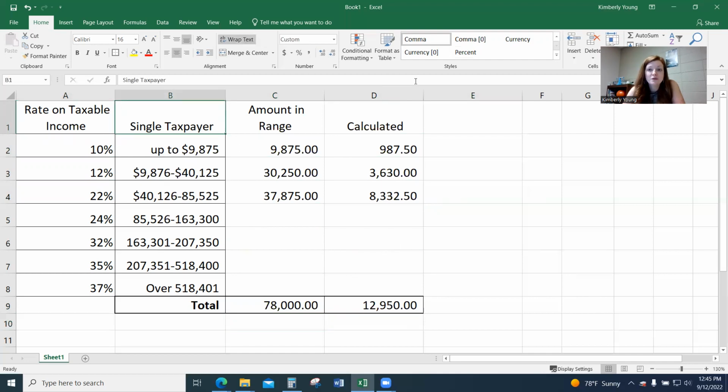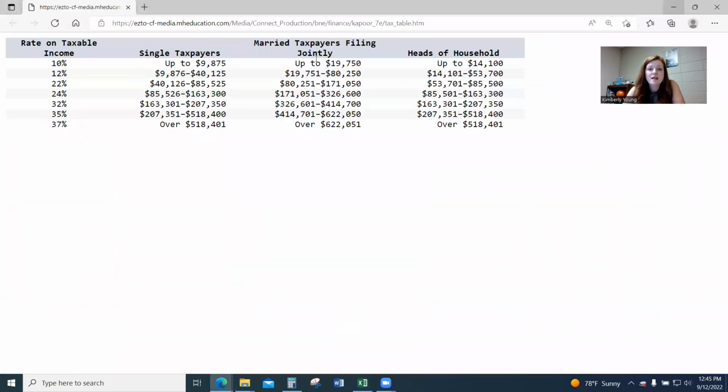Again, this one was for single taxpayer, but it's the same thing if it's a different column that they fall under, head of household, married filing jointly. You do the same concept, the numbers are just going to be different.